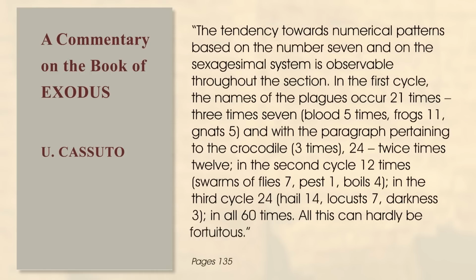Cassuto adds, the tendency towards numerical patterns, based on the number 7 and on the sexagesimal system, is observable throughout the section. In the first cycle, the names of the plagues occur 21 times, 3 times 7: blood 5 times, frogs 11, gnats 5, and with the paragraph pertaining to the crocodile, 3 times, 24, twice times 12. In the second cycle, 12 times: swarms of flies 7, pest 1, boils 4. In the third cycle, 24: hail 14, locust 7, darkness 3, in all 60 times. All this can hardly be fortuitous.